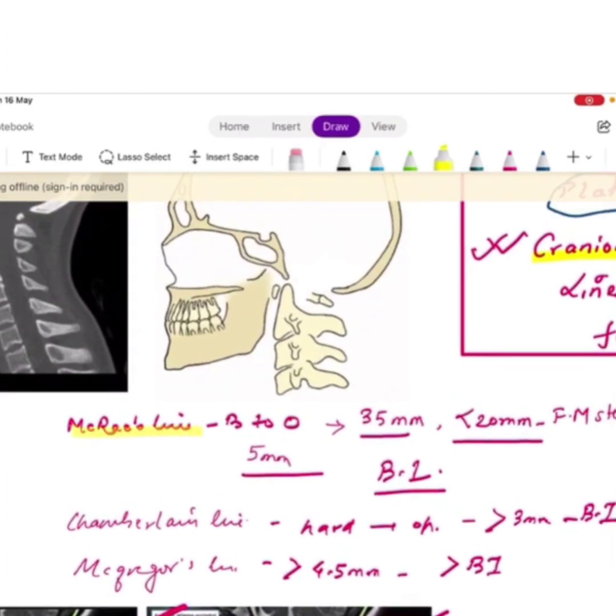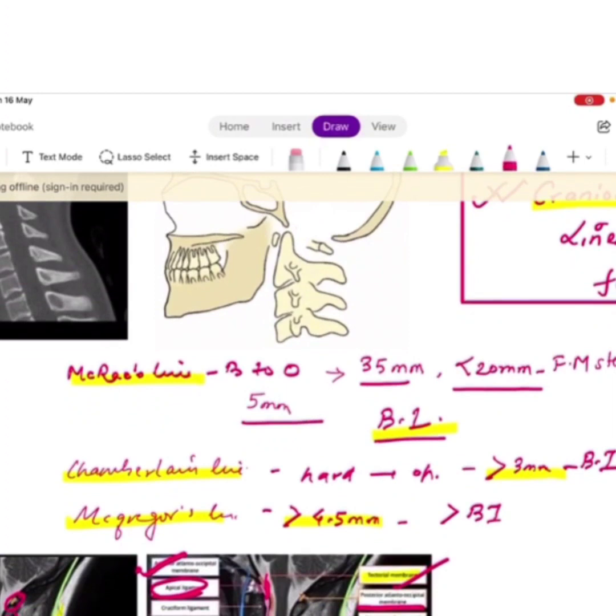That is the Macrae's line. If the tip is above this line, then this is basilar invagination. The Chamberlain line, if the tip is more than 3 mm, this is basilar invagination. McGregor line, if the tip is more than 4.5 mm, it's basilar invagination. And the Wycombe's line, if the tip transects, then this is basilar invagination. So we learned the 4 basic lines.